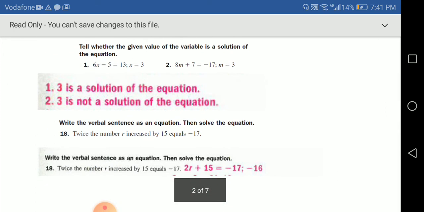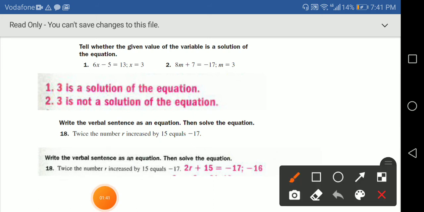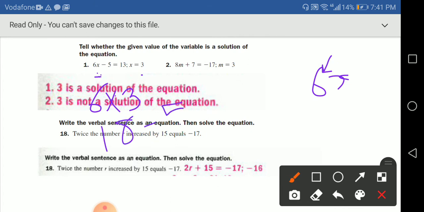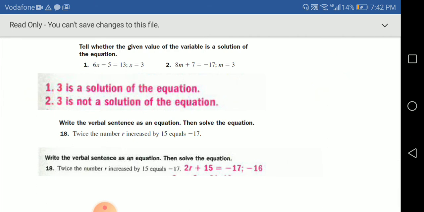Here we have to tell whether the given value of the variable is a solution for the equation or not. The same idea: instead of x, I will put 3. And instead of the variable x, I'll put 3. 6 times, and what about 6x? Here we have a hidden multiply. 6 times 3, 18, minus 5 gives me what? 18 minus 5, 13. So what do you think? Is it right or wrong? Yes, it's right. 3 is a solution for the equation.